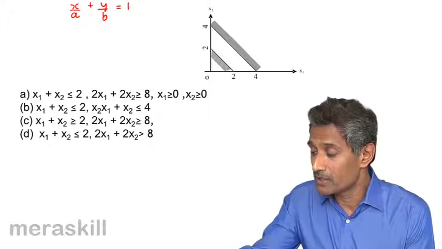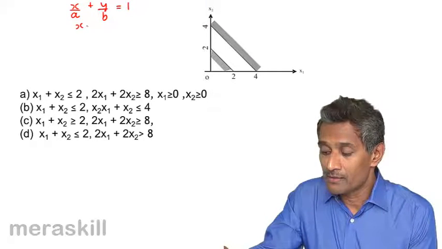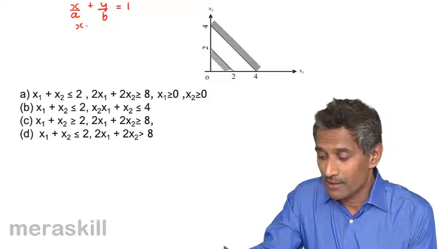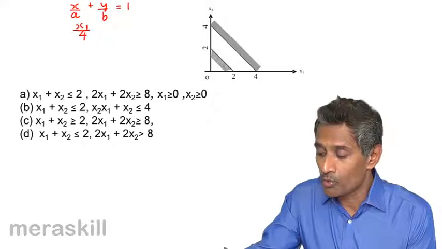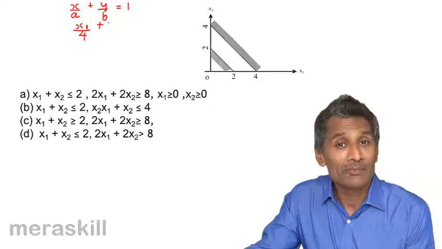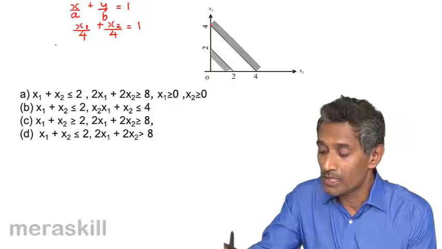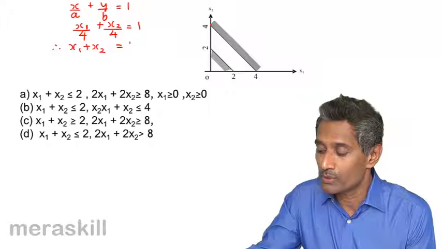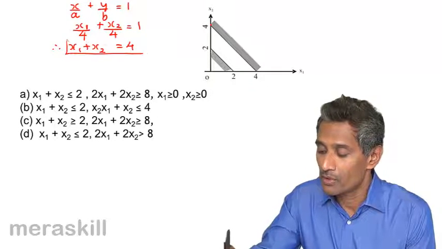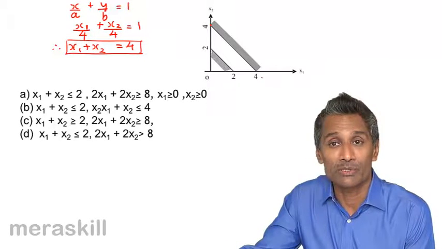So in this particular case, this line is going to be x1, which is the same as the x coordinate, upon the x-intercept, that is 4, plus y, which is the same as x2, upon the y-intercept, that is 4, is equal to 1. So the equation of this particular line is x1 plus x2 equal to 4. The equation of this line is x1 plus x2 is equal to 4.